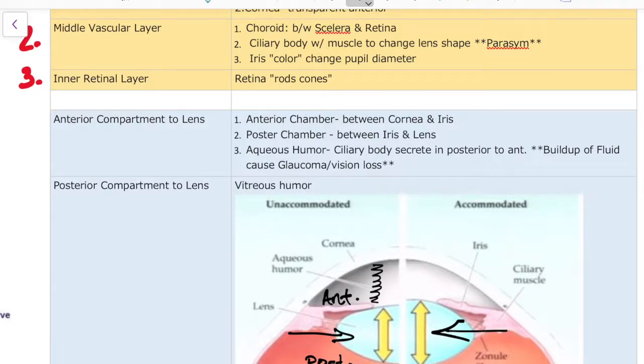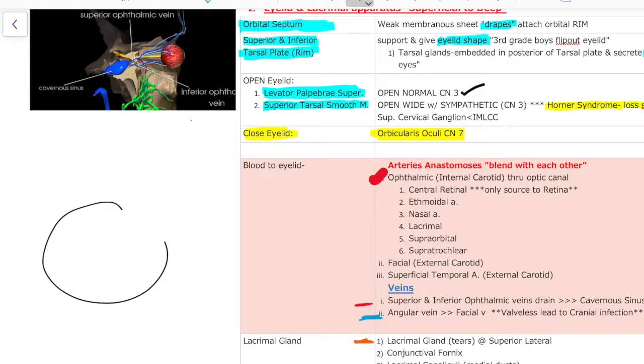And then that is where we also have the aqueous humor that is produced in this posterior chamber of the anterior compartment. In the posterior compartment, everything we have is the vitreous humor that holds the lens or the eyeball in place. So here we have our eyeball.